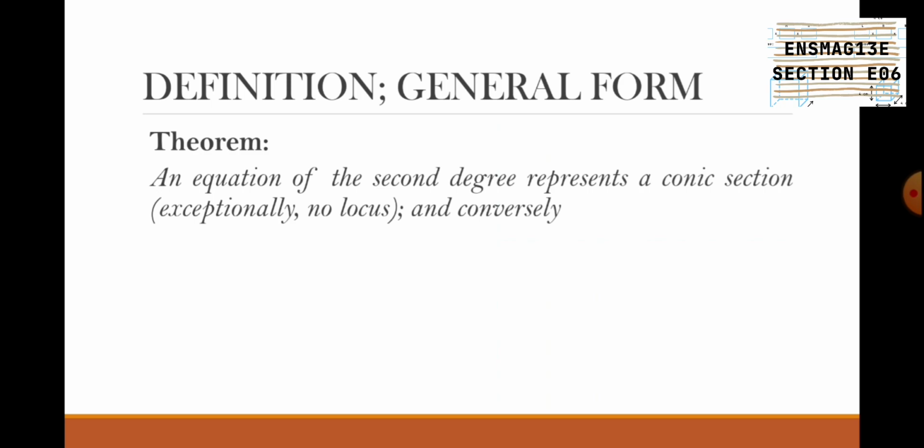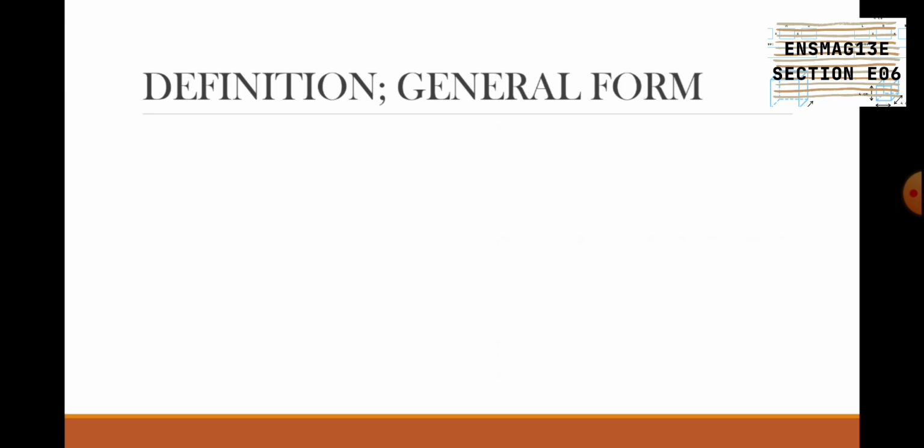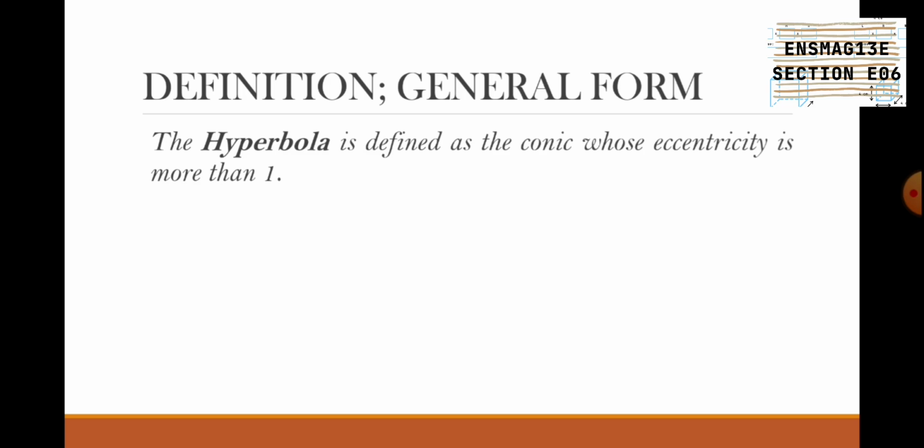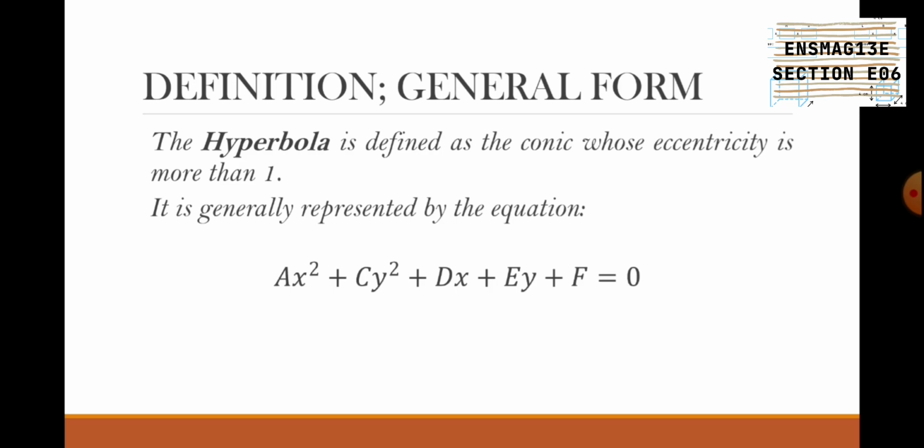Theorem. An equation of the second degree represents a conic section, and conversely, ax squared plus bxy plus cy squared plus dx plus ey plus f is equal to 0. The hyperbola is defined as the conic whose eccentricity is more than 1. It is generally represented by the equation ax squared plus cy squared plus dx plus ey plus f is equal to 0, where your a and c have different signs, and your b is equal to 0.